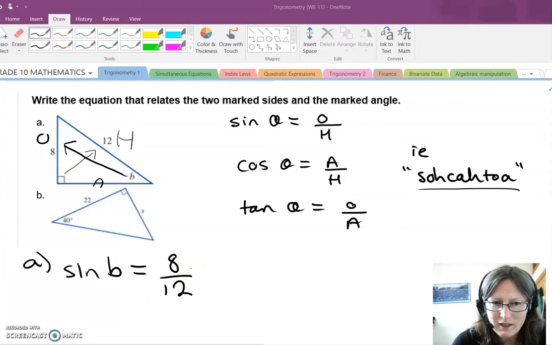It doesn't ask us to do anything else. It just asks us to write the equation for that. So that's where we finish it. Next time we'll go on with looking at how we actually work out the value of the angle.